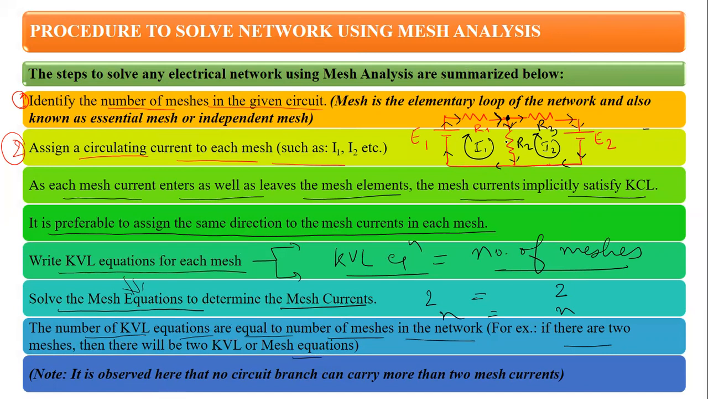While solving a network using mesh analysis, we will also see that no branch of the network shall have more than two currents. Like in this particular branch, this is the common branch here. This will have some net current. This one external branch has I1 flowing in it, and this external branch is the independent mesh here. These two are independent meshes, but this is the common branch, and because it is the common branch, it will have the net effect of the currents in it.